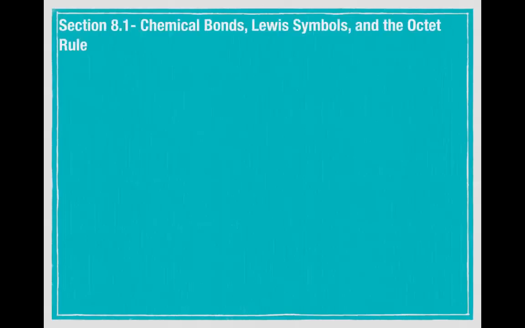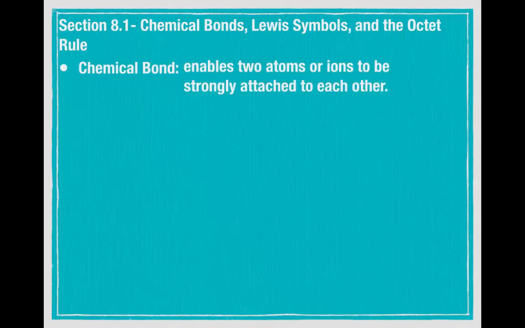I'm now going to leave metals, nonmetals, and metalloids and get more into the nitty-gritty details about chemical bonding. You'll see how characteristics of metals and nonmetals come in when we're talking about chemical bonding. Before we get started, though, I need to actually define what a chemical bond is. A chemical bond enables two atoms or ions to be strongly attached to each other.